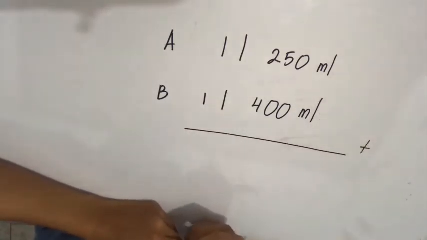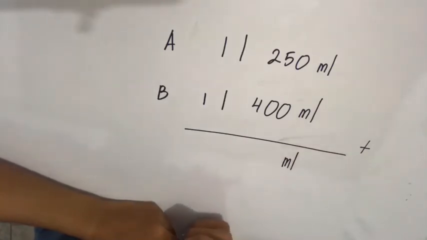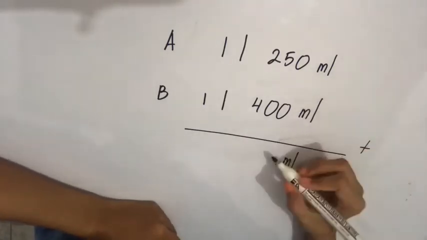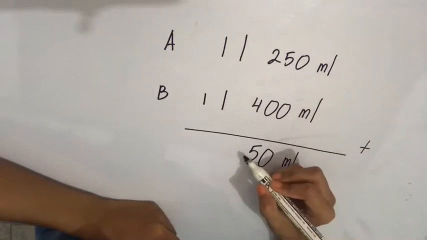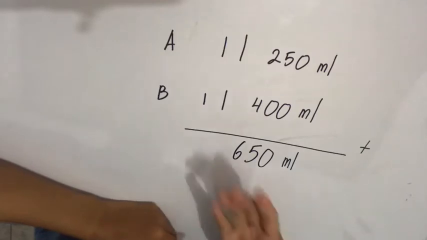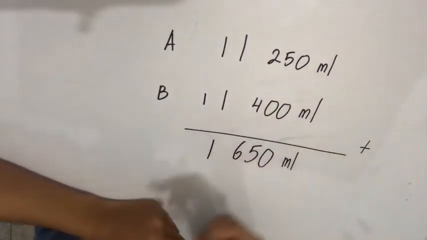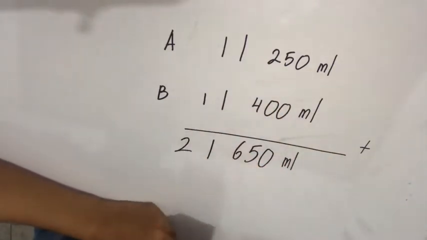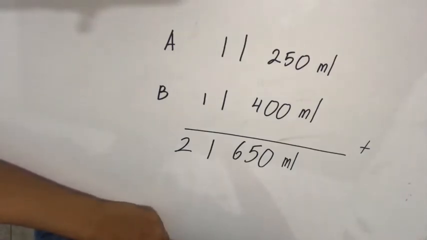We start from step 1. Remember, step 1, we need to add the milliliters. We copy the symbol down, and then we start from the units: 0 and 0 is 0, 5 and 0 is 5, 2 and 4 is 6. So we're done with the milliliters. Now we continue with the liters. We copy the symbol, and 1 add 1 equals 2. So the capacity of bottles A and B is 2 liters and 650 milliliters.